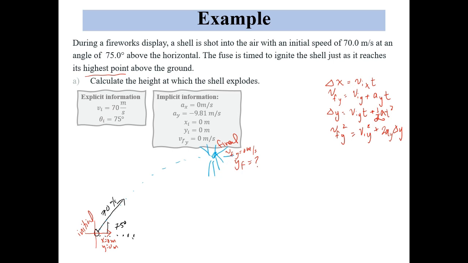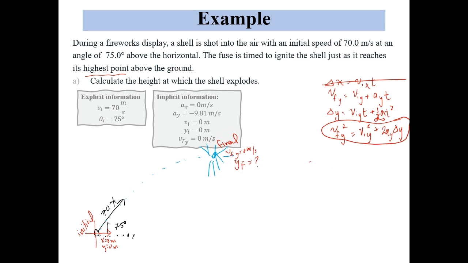Now we are only interested in motion in the y direction because the question is asking us for the maximum height, so y final. So the x is not going to be useful here. Now we don't know the time, and what we're looking for is pretty much delta y. So if we don't know time and we're looking for the position, then this is probably our most useful equation. So v final in the y direction is 0 meters per second, as stated over there.